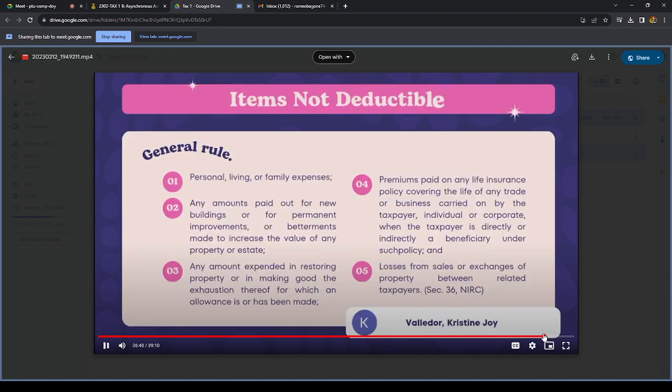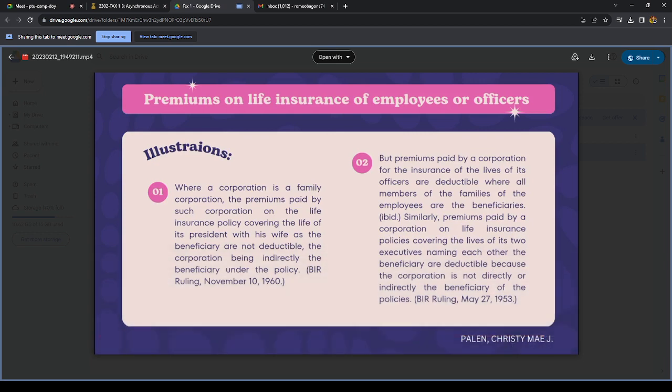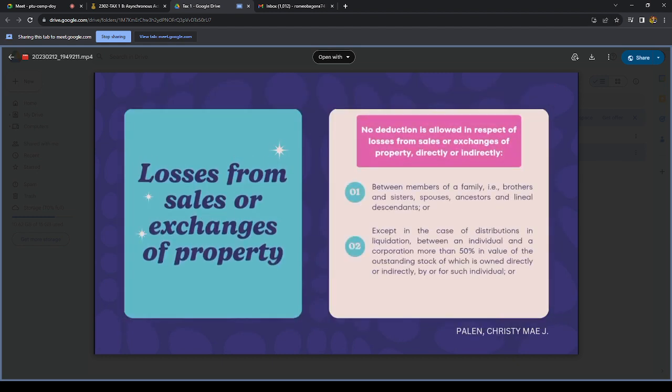Items not deductible. In the second illustration, this means that the premiums paid by the corporation for the insurance of the lives of its officers are deductible because all members of the families of the employees are the beneficiaries. This is because the proceeds of the policy will not just go to the corporation itself, but to the families of the employees. Losses from sales or exchanges of property.